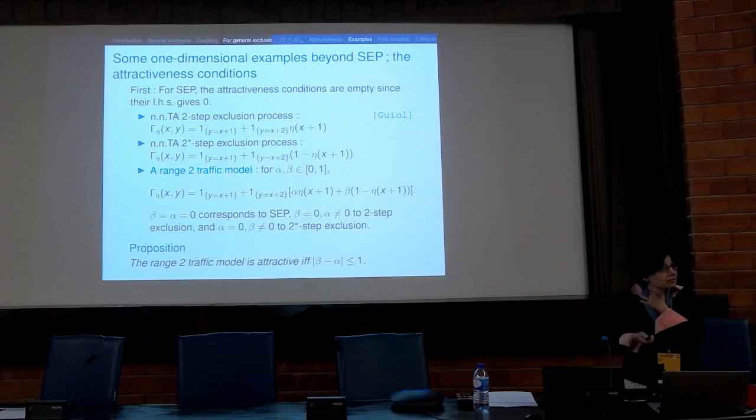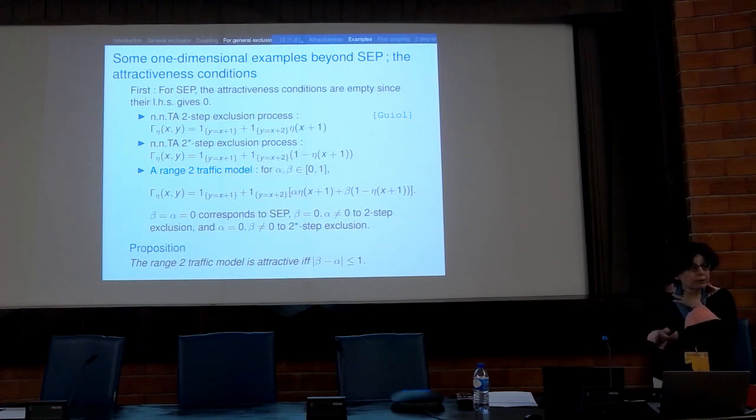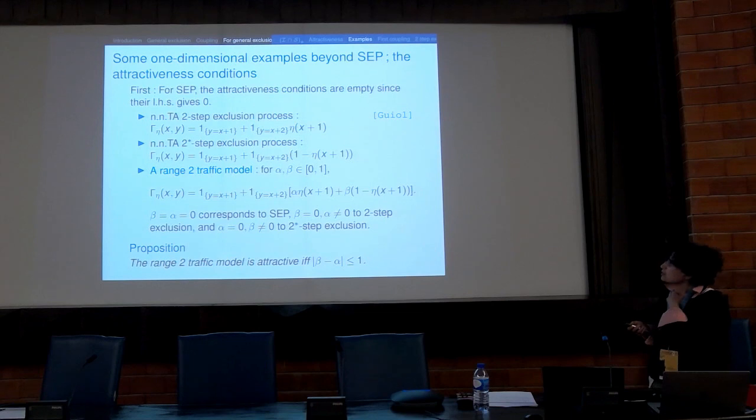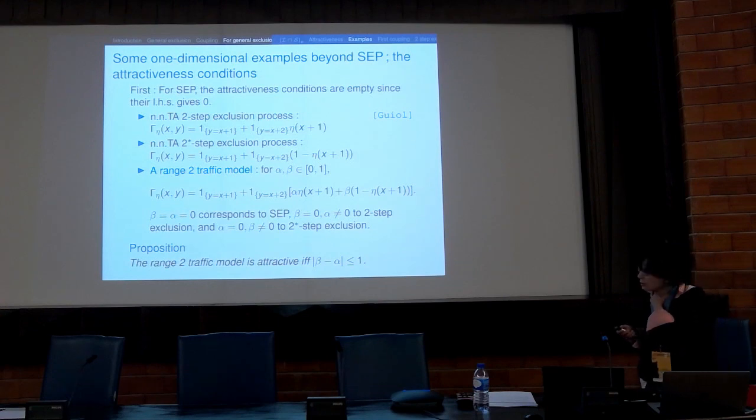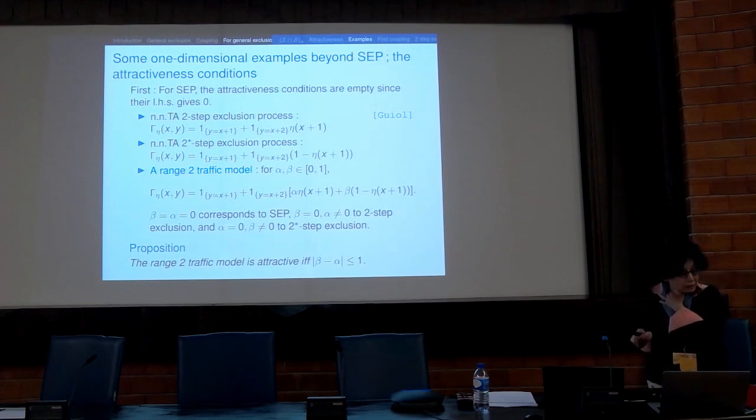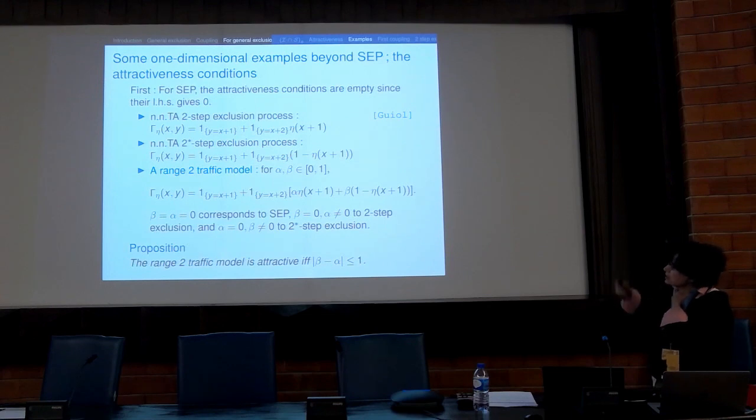And you could do something similar by looking at totally asymmetric, what we call 2-star step, which means that to go to x plus 2, you need x plus 1 to be empty. That's another possible condition. And then you could mix both conditions and build this range 2 traffic model. So at x, either you jump to x plus 1, or you jump to x plus 2 with a rate alpha if x plus 1 is full, and with a rate beta if x plus 1 is empty. And this is just a combination of the two previous ones plus simple exclusion.